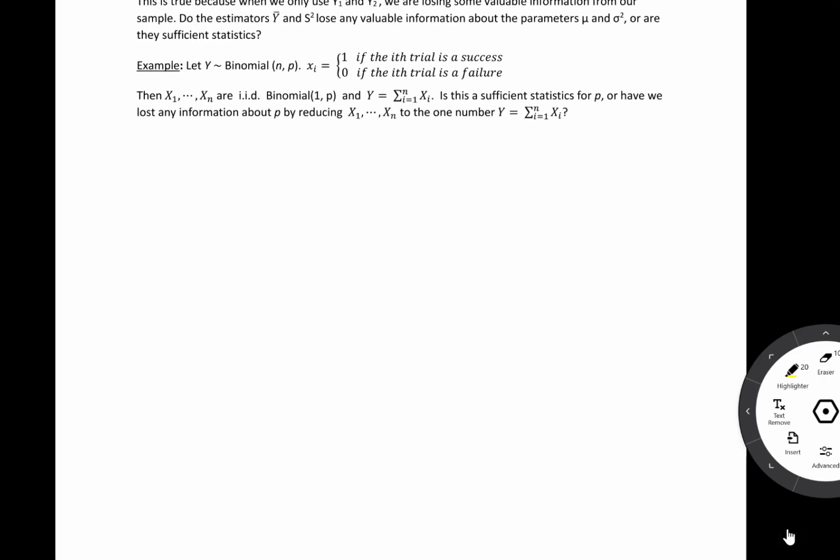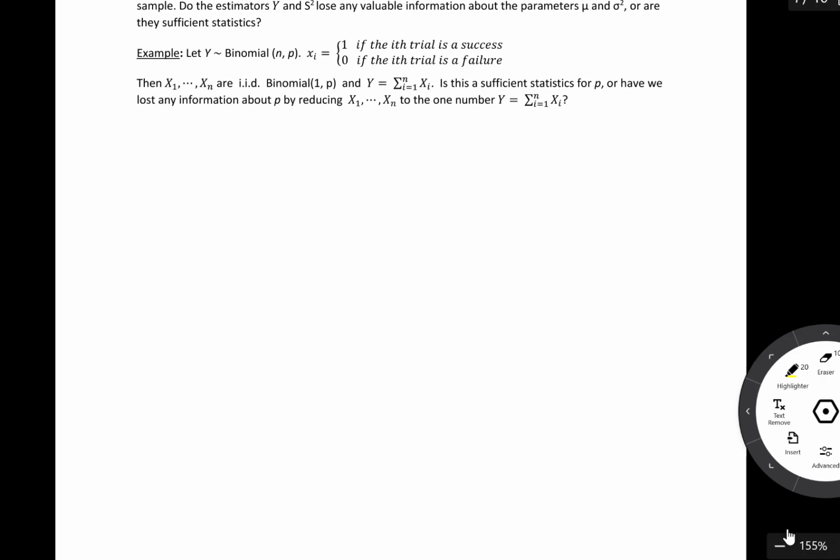We're going to let y be distributed binomial n, p, and we're going to say that x1 through xn are IID binomial, and we're going to let y be equal to the sum of the xi. Is there a sufficient statistic for p, or have we lost any information by reducing the x1 through the xn to that one number, y? And remember here that those x's, we could say they're binomial 1, p, or that's the same thing as a Bernoulli random variable.